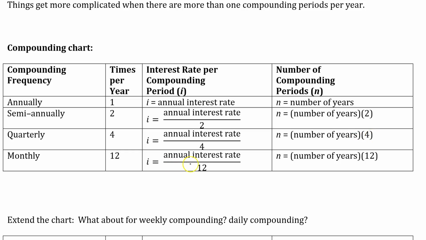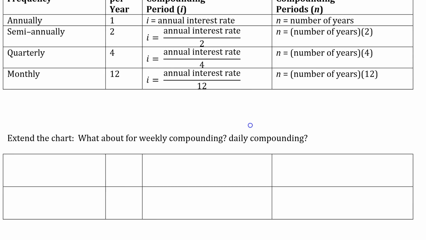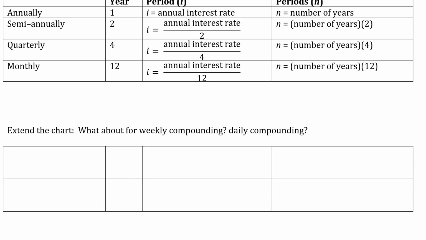Monthly, similarly here, we want to divide by 12 because there are 12 in a year. And if you want to know the number of compounding periods, you multiply the number of years by 12. Let's extend the chart just a little bit. What happens if we compounded weekly, and what happens if we compounded daily?